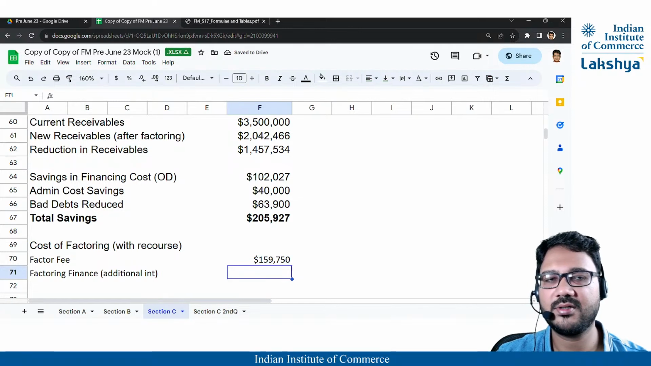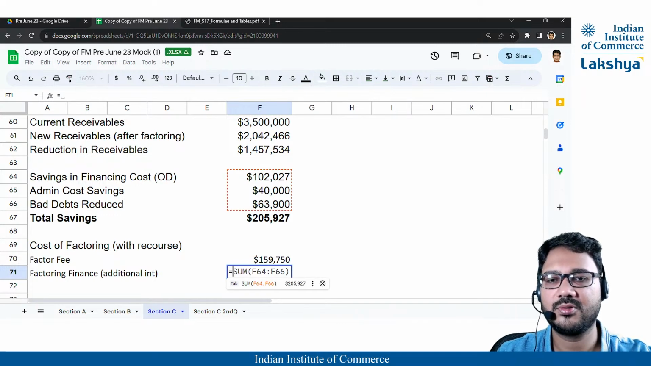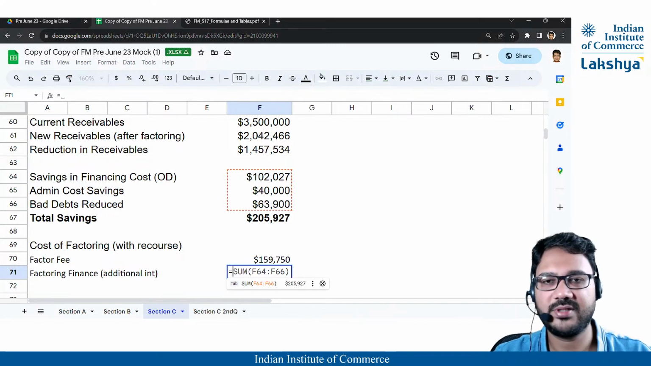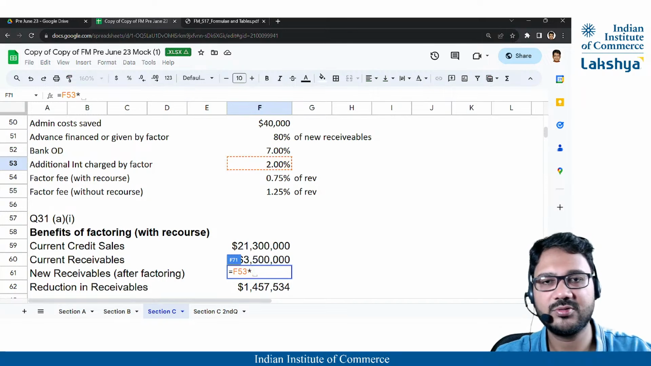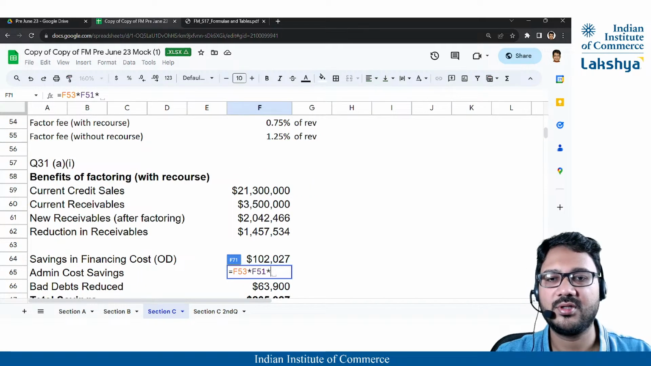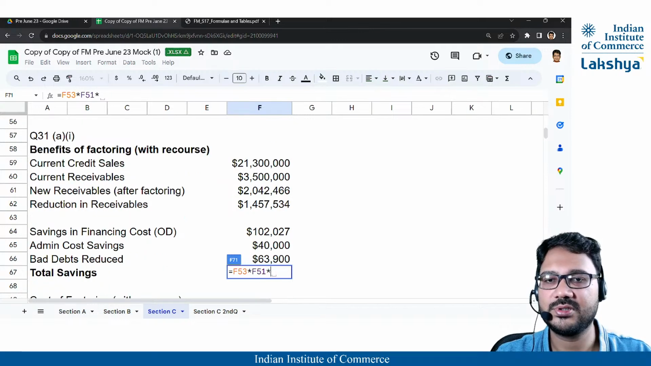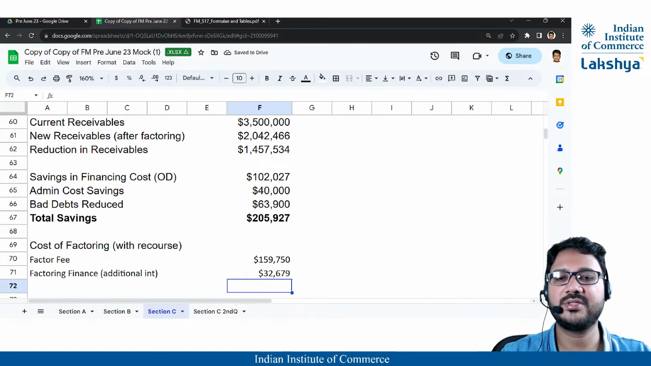Factor financing is equal to 2%. Oh, 80% of the receivables. Okay, so 2% into 80% into the new receivables. So new receivables is this. All right, so $32,679 is what we are going to pay.